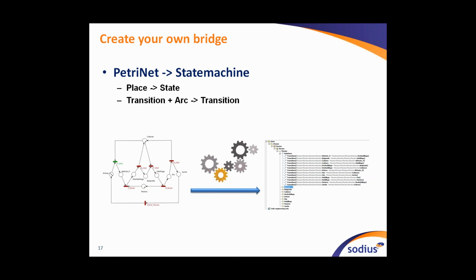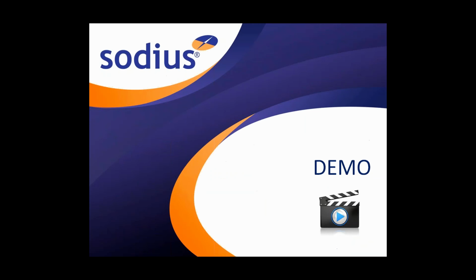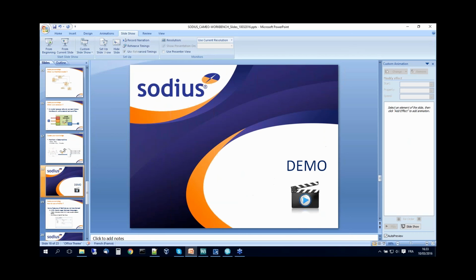In this example, I haven't created the graphics, but it is possible. Knowing that in my PetriNet meta model, I don't have any graphics information, so we are just dealing here with semantic information. Let's do a demo.